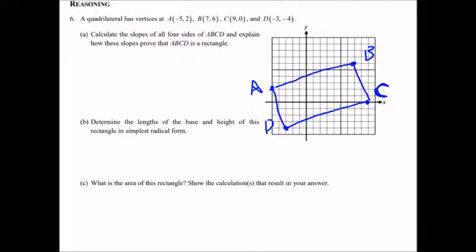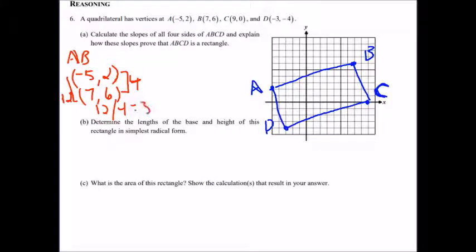And then number 6, I plotted A, B, C, D already. It says calculate the slopes of all 4 sides. So let's start with AB. A is negative 5, 2. B is 7, 6. So this is up 12. This is up 4. So this has a slope of 12 over 4, which is 3.